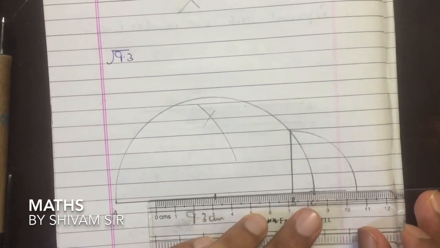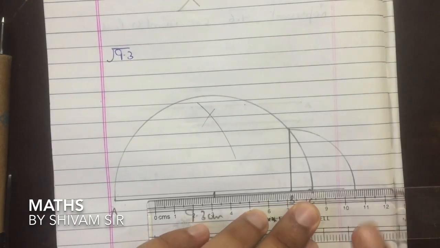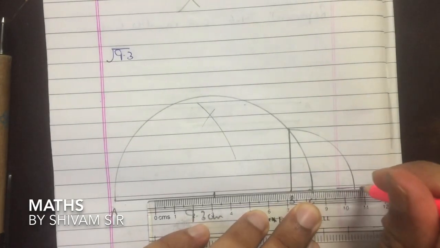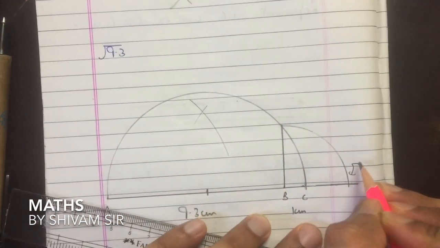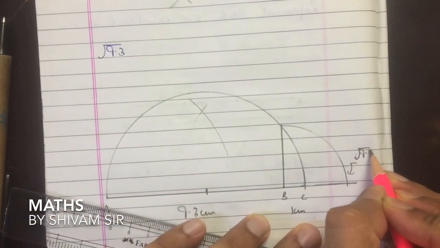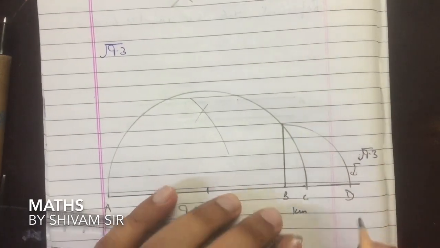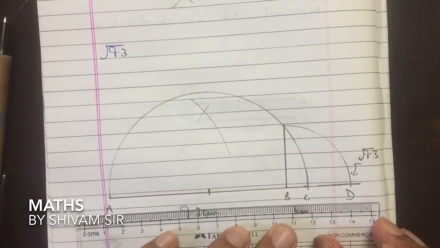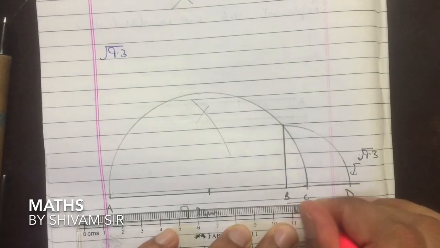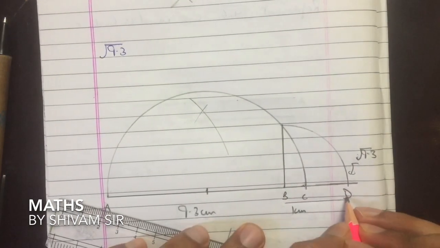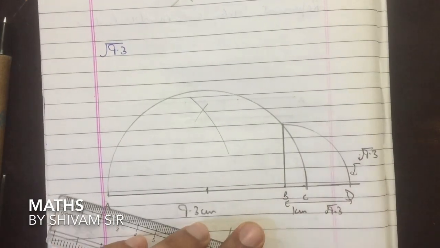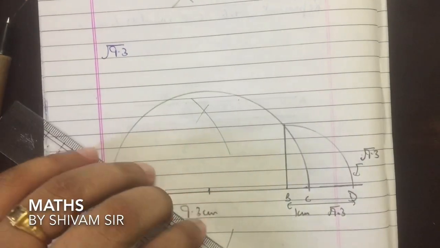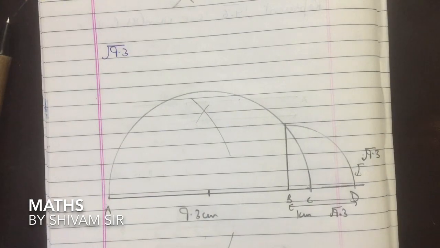So this point D is root 9.3. The distance BD is root 9.3. So this is how we represent root values on number line. This is method 2.